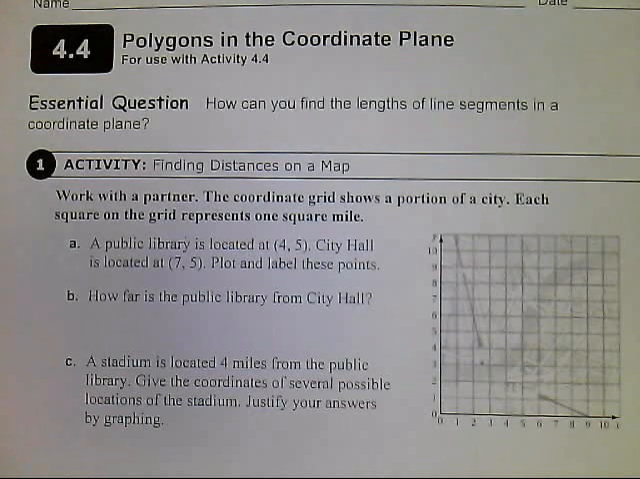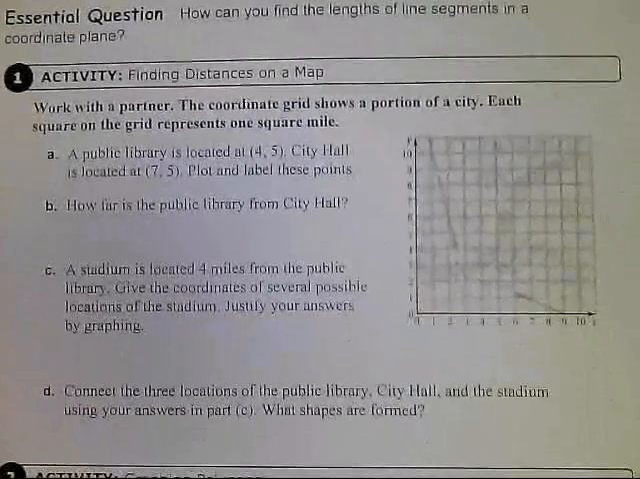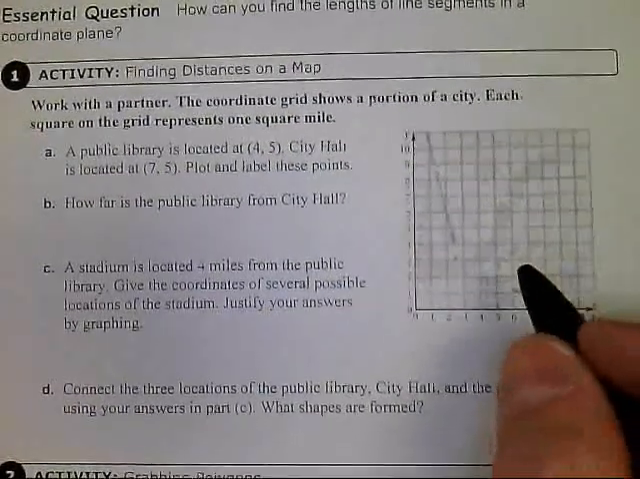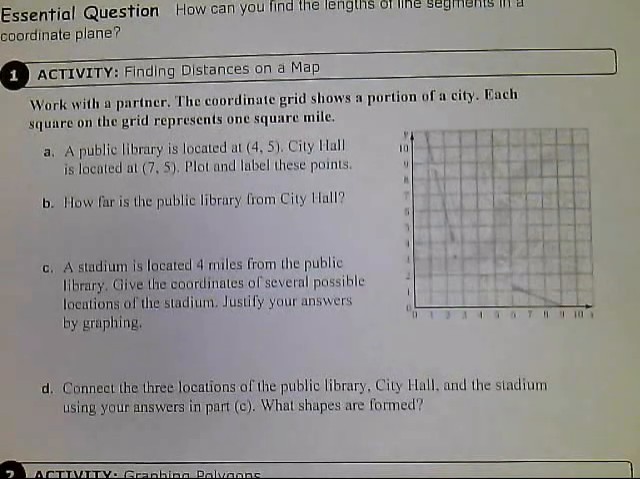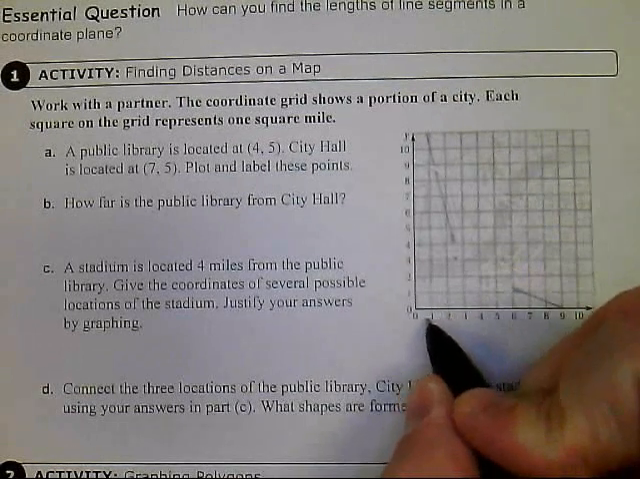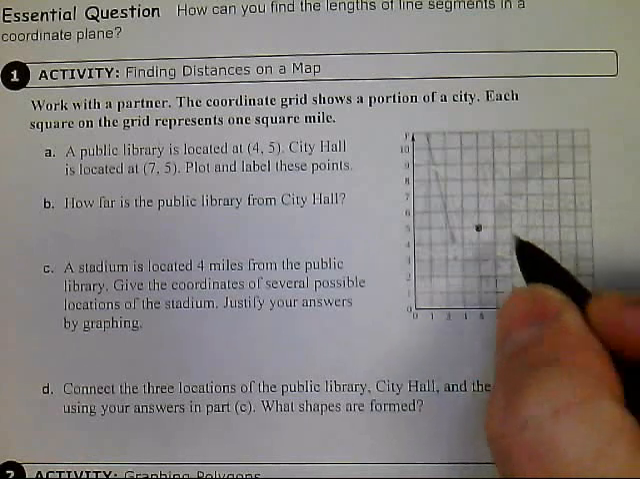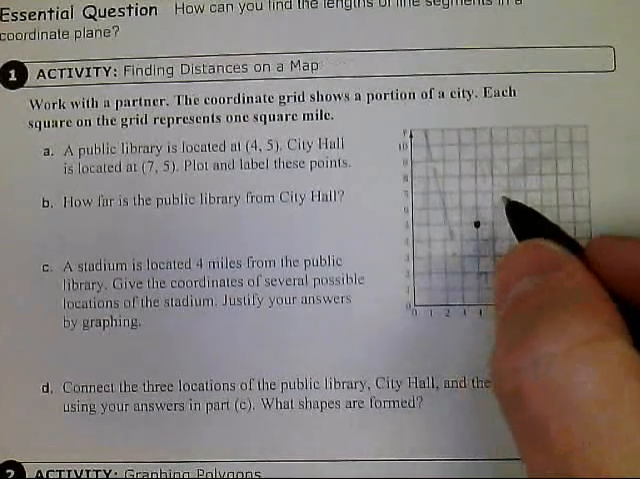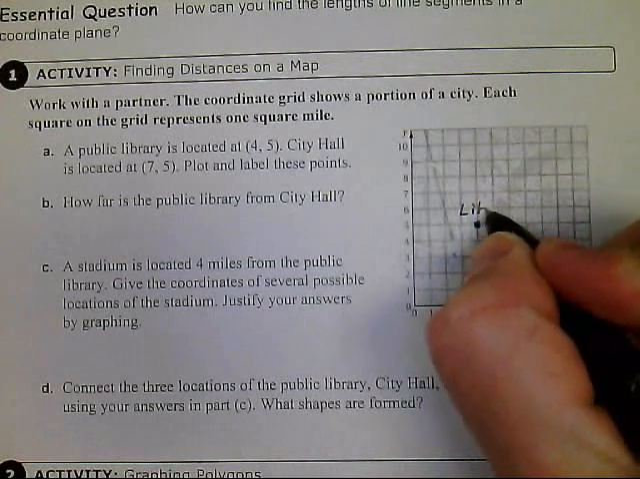So I know you have this assignment at home, so I'm just going to go through this so you kind of have an understanding of what the expectations were with this. So the first part showed a coordinate grid, and it asked you to plot and label the points for the public library at 4, 5. Now we know when we plot on a coordinate grid, we're going to go over 4 and then up 5 using the X and the Y coordinates. And it does say to label those points. So this would be the library. I'm going to label that with an LIB.